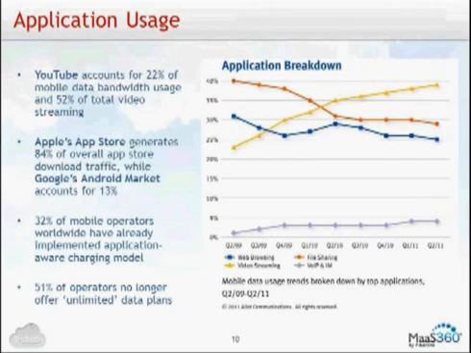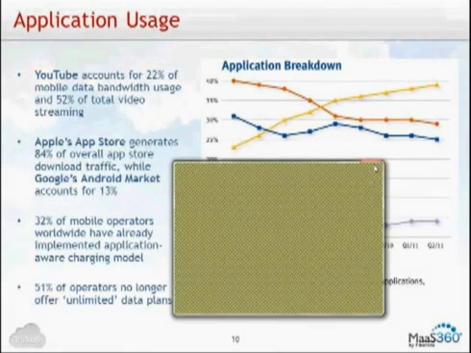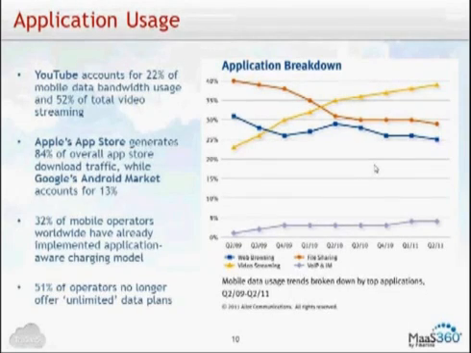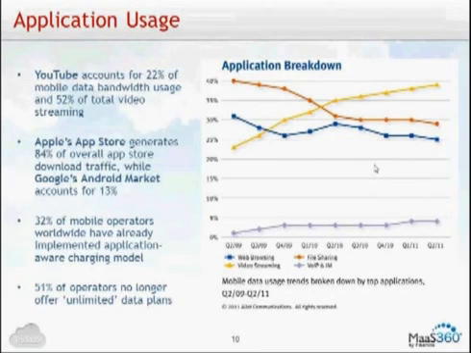Is this a change in their communication patterns as people? You're looking at YouTube right at the top. We're seeing that YouTube accounts for 22% of mobile data bandwidth usage and 52% of all total video streaming. That is the one that really surprised me when I saw that. And I think the stat you got right below is probably why: the usage for people with iPhones and iPads is higher per device. They seem to be much more connected from a cloud perspective than maybe Android users are.